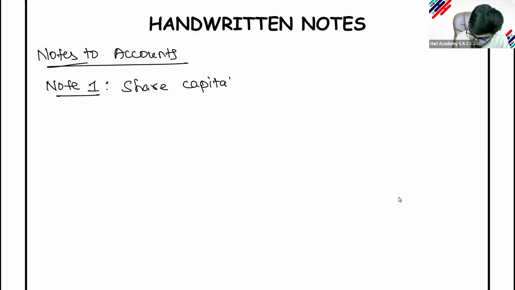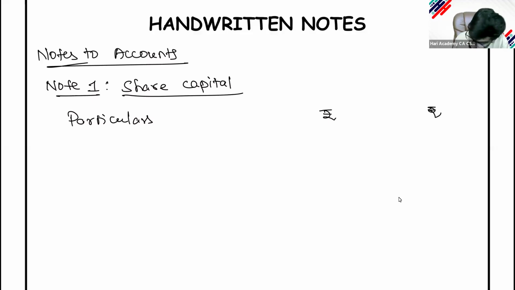So we will write share capital 1. Under share capital note number 1, what will we write? We will first write particulars. And we will open some dummy account rupees, then we will open the actual rupees account. That actual rupees account, assumed year ended, is 31st March 2024.